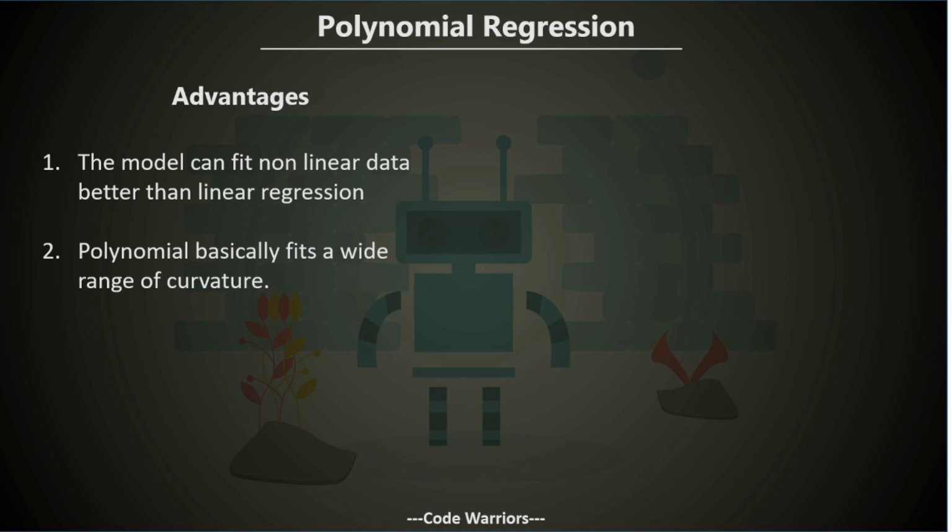And our second advantage is that it fits a wide range of curvature. If you go for x square, x cube, x power 4, you can see that as the degree increases, the curvature also increases, and in this way we can understand that polynomial regression fits different kinds of curvature, right? That's how polynomial regression works.